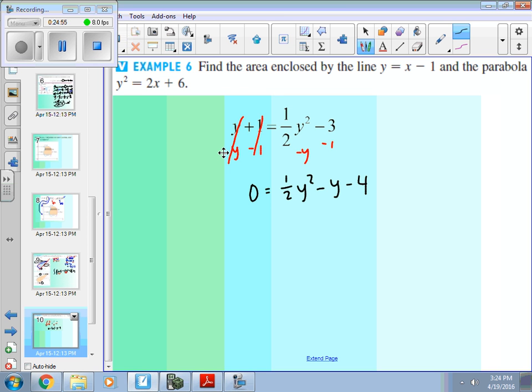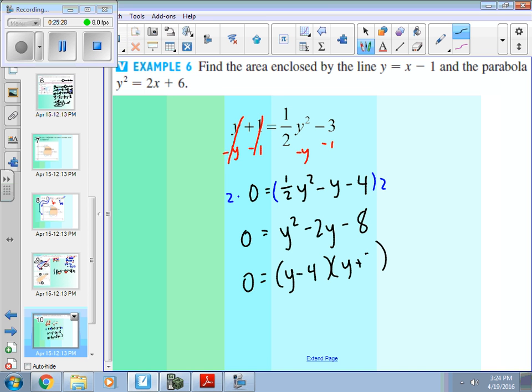That might be hard to factor or do quadratic formula with a fraction. So let's multiply through by 2. So let's times both sides here by 2. So 0 times 2 is still 0. 2 times a half, this is just going to be y squared now, minus 2y, and then 2 times 4 would be 8. Can we factor this one? I think so. What multiplies to negative 8 and adds to negative 2? Looks like minus 4 and plus 2.